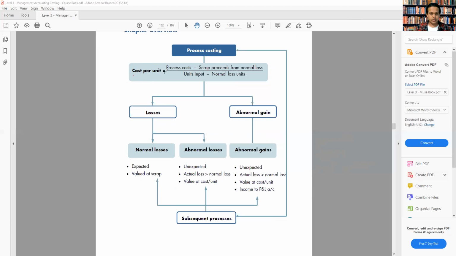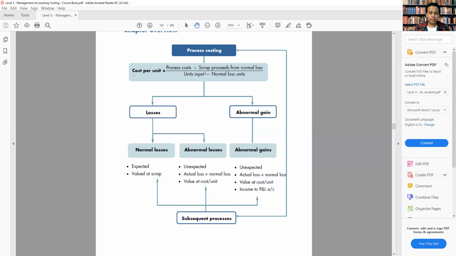Okay, let's say this is the cost per unit. This is the formula you have to remember. The formula here is process cost minus scrap proceeds from the normal loss.